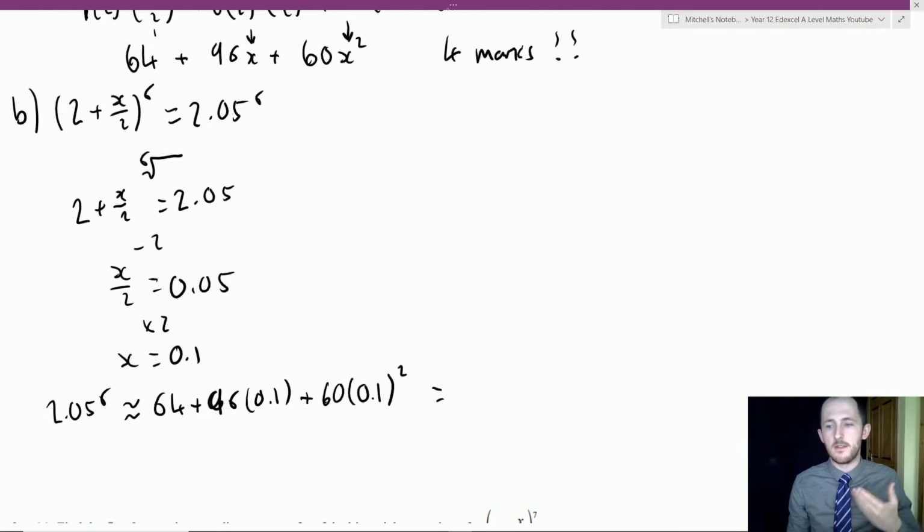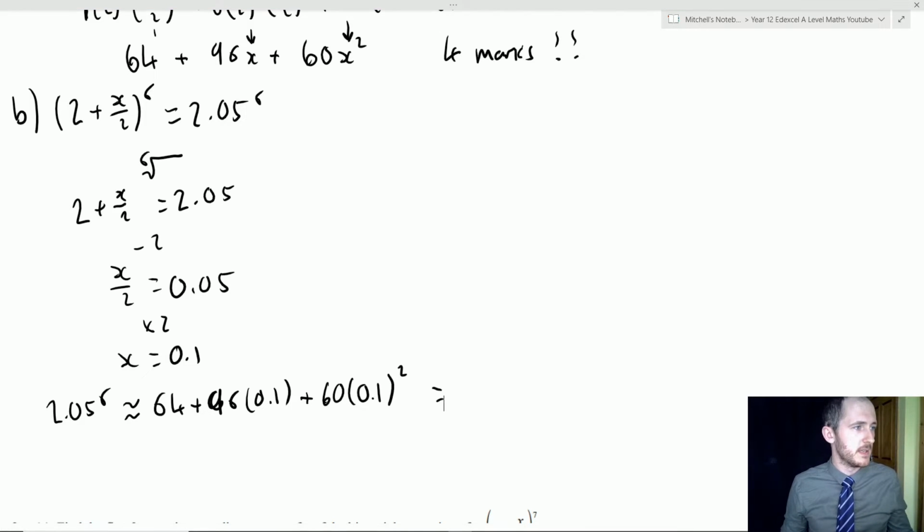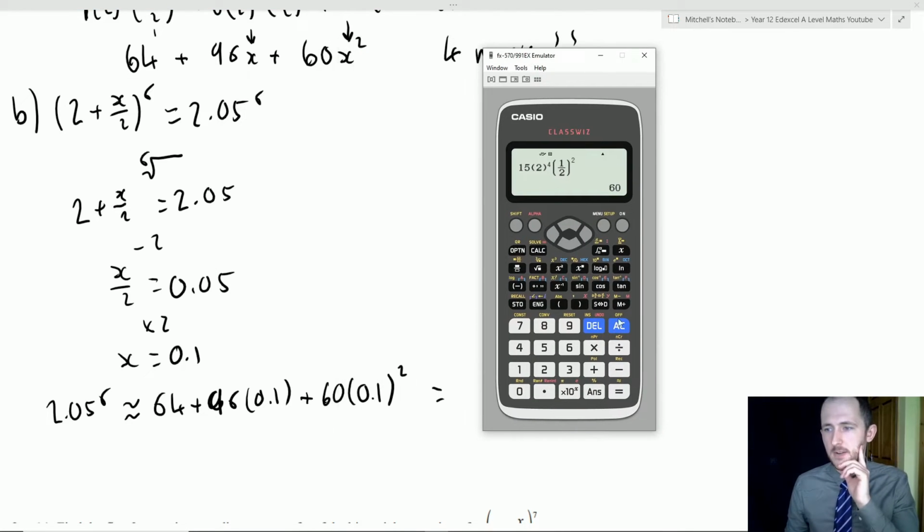Okay, so if any of you do physics or maths at university, you'll be using binomial expansions a lot. Then all we do is, using our calculator, we sub in exactly what it says. 64 plus 96 plus 60 and I get 74.2.